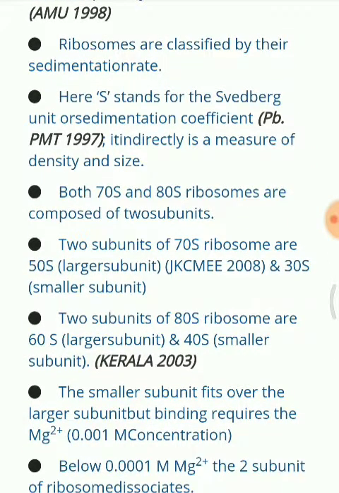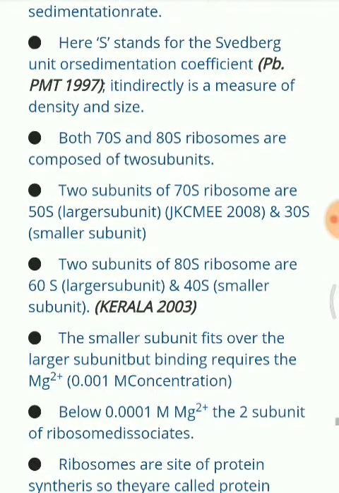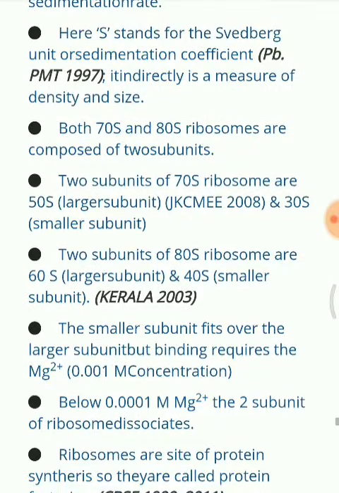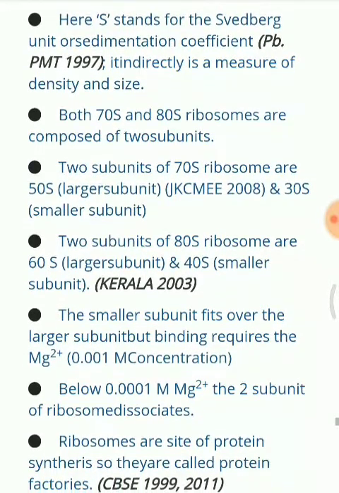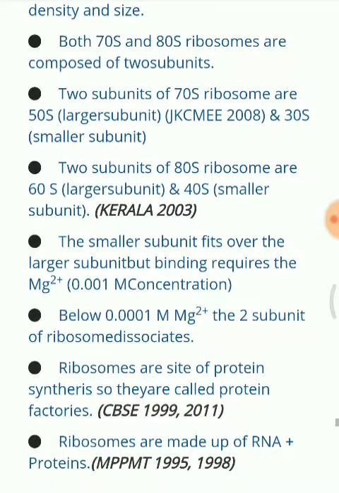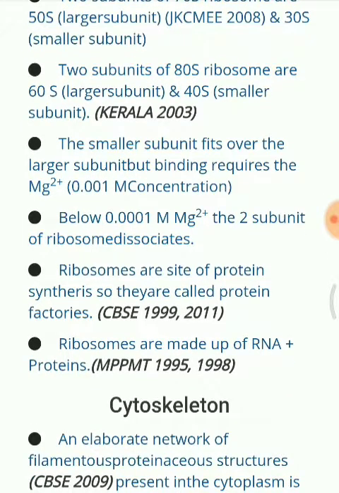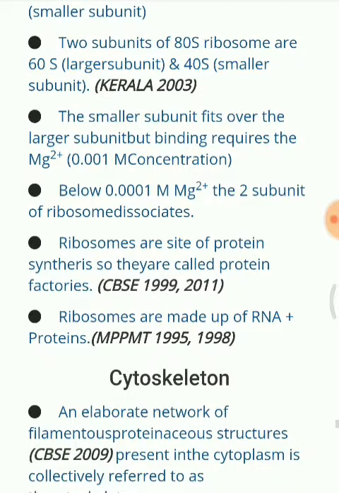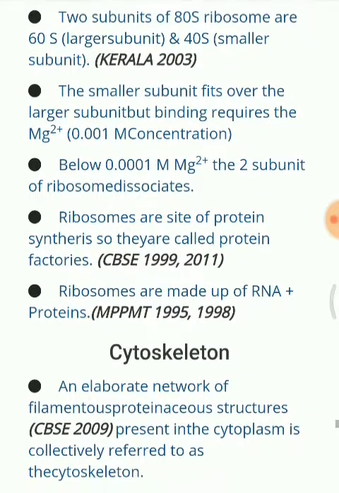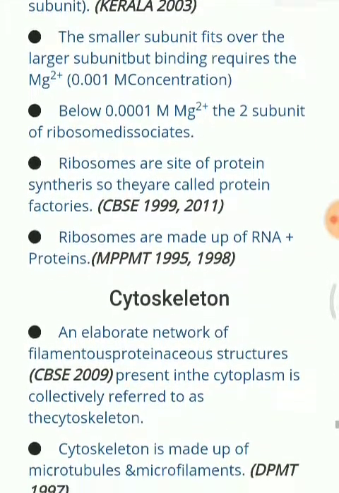Both 70S and 80S ribosomes are composed of two subunits. The two subunits of 70S ribosomes are the 50S larger subunit and the 30S smaller subunit. The two subunits of 80S ribosomes are the 60S larger subunit and the 40S smaller subunit. The smaller subunit fits over the larger subunit. Binding requires Mg2+. Below 0.001 millimole of Mg2+, the two subunits of ribosomes dissociate. Ribosomes are the site of protein synthesis, so they are called protein factories. Ribosomes are made up of RNA plus proteins.